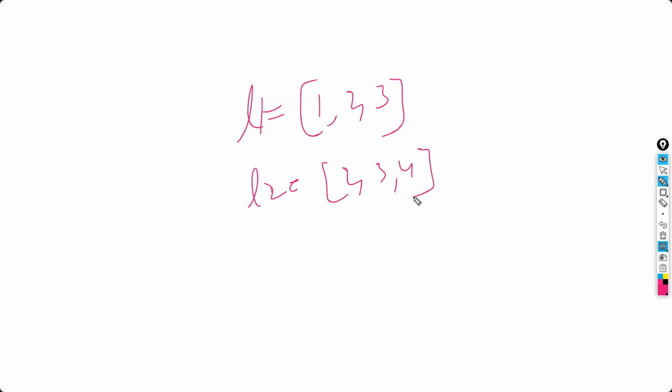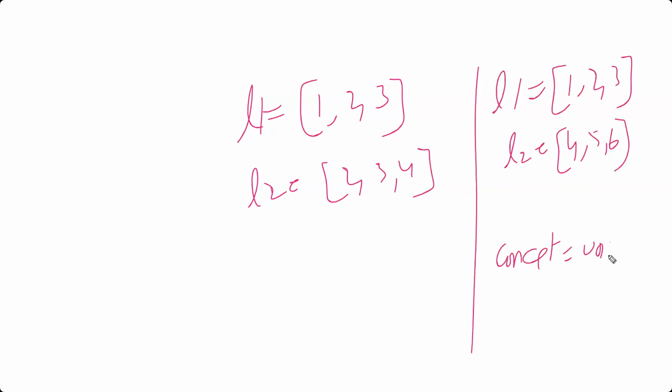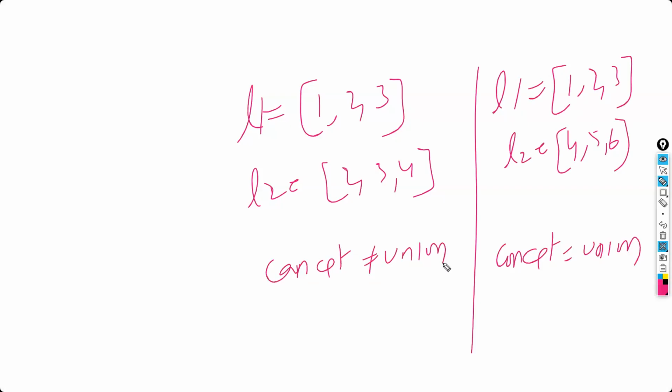So when you have common values, union and concat will be different. When you have, like this, 1, 2, 3 and the second one 4, 5, 6, in this case, what is the union? What is the concat? The answer is the same. Here in this case, your concat and union are both the same. In this case, your concat is not equal to union. Is the point clear?